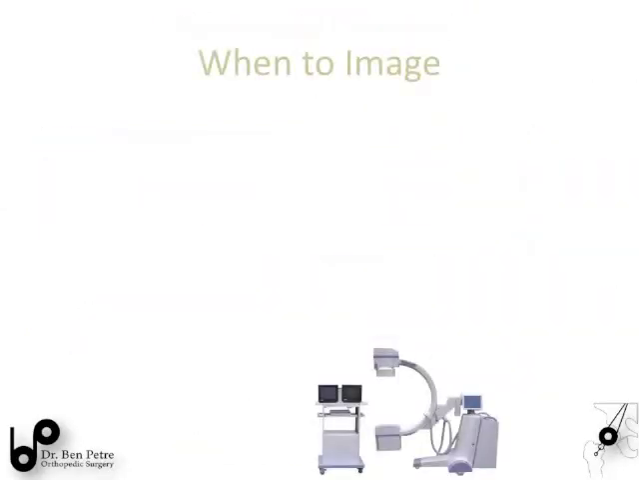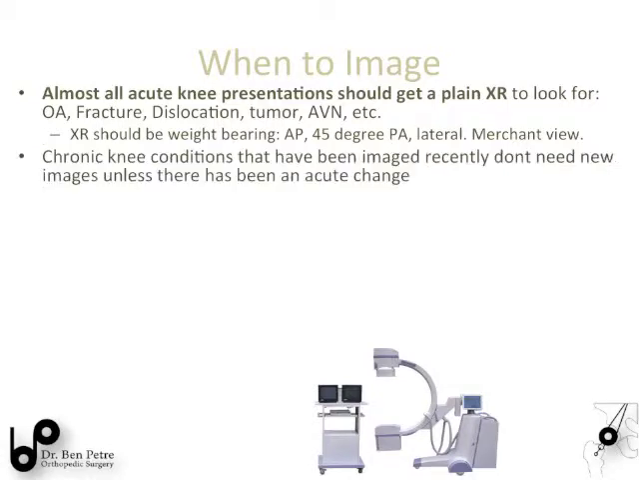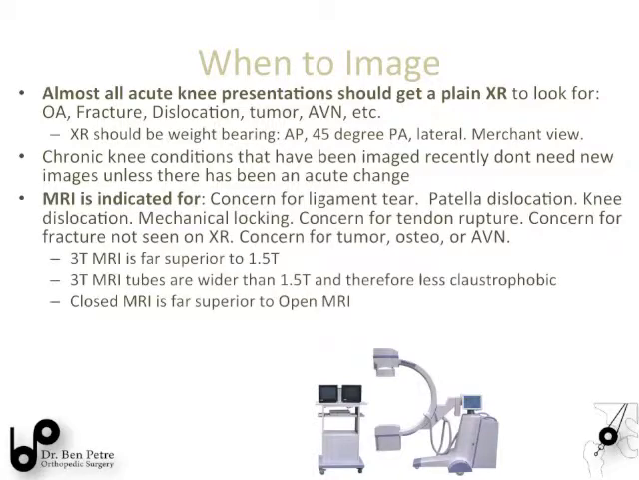When and how to image the acute knee is always a concern. Almost all acute knee presentations should get a plain x-ray to look for arthritis, fracture, dislocation, tumor, AVN. Standard plain x-rays are weight-bearing AP, 45-degree PA, a lateral, and a sunrise view. Chronic knee conditions do not need new images unless there's been a change.